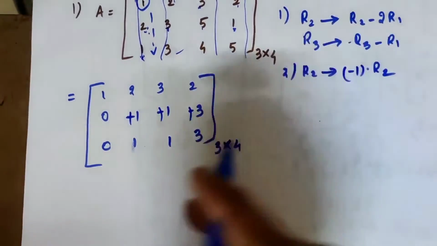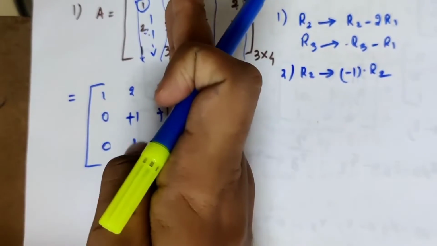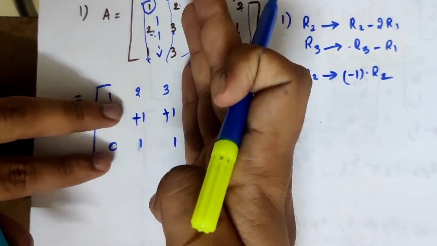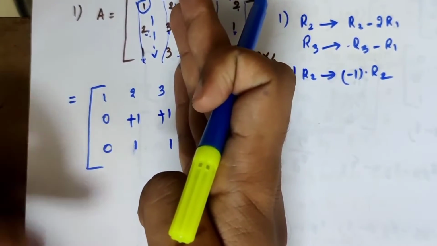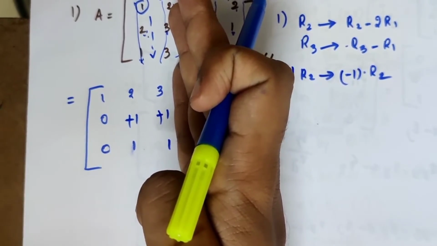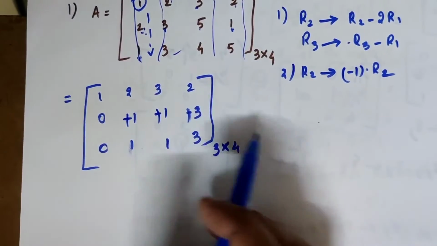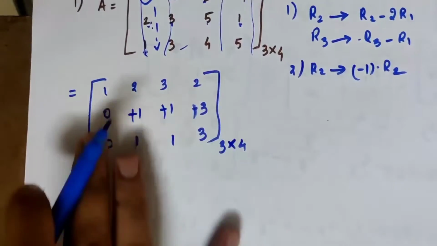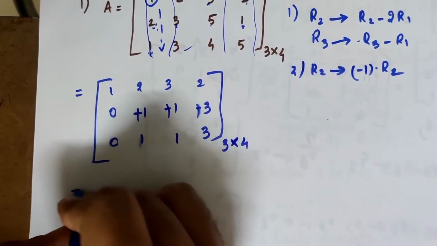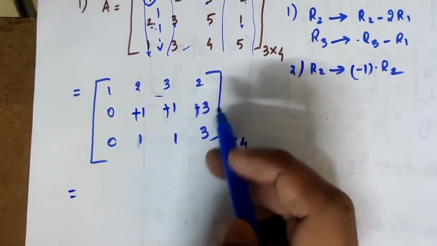No, sorry, this is a rectangular matrix, right? If it was a square matrix and two of the rows are identical, then you can directly say that the determinant is going to be 0. Since it is a rectangular matrix, you can't have a determinant for this entire one. Now what you have to do is make these elements 0.